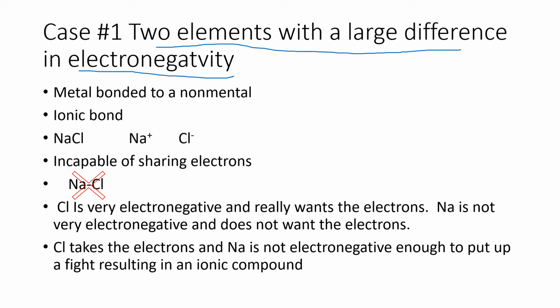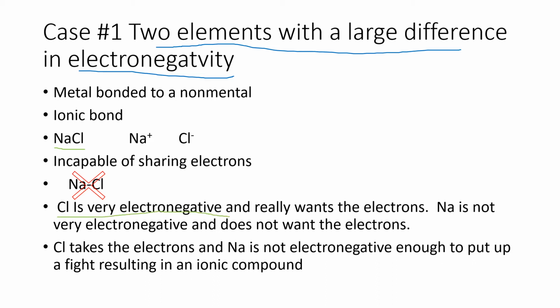And if we use our most common ionic compound to represent that, something like NaCl, right away, even before we think about electronegativity, we recognize that as an ionic compound. We're really going to think about that as sodium ions and chloride ions. There's not going to be any sharing of the electrons here. These two elements are incapable of sharing electrons. They just can't share. And one of the reasons that they can't share is chlorine is very electronegative.